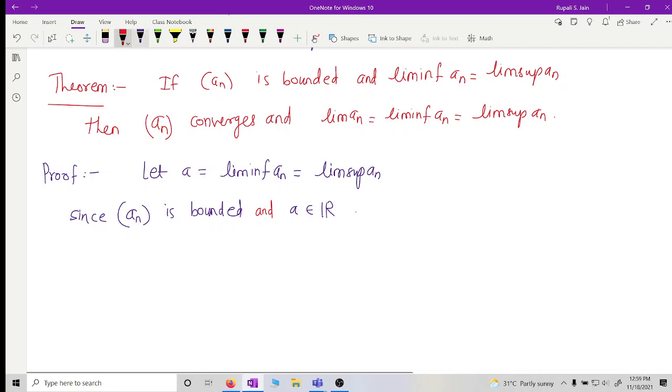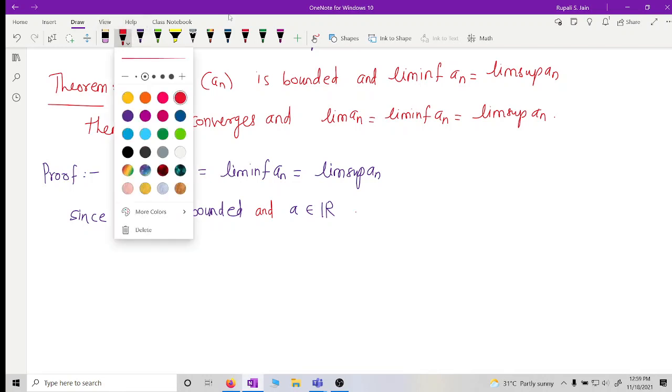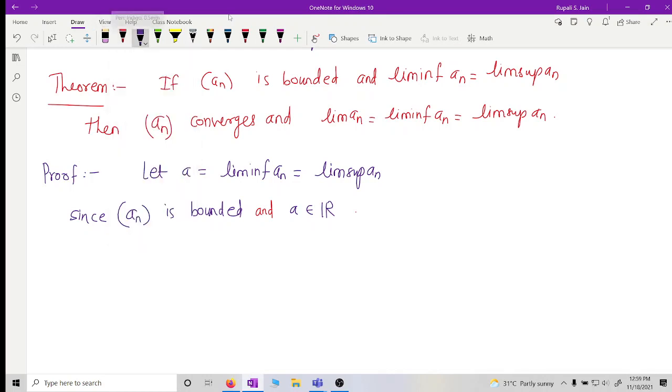Now we want to show convergence. So for convergence, how do we start? Let epsilon be greater than 0. For this epsilon, if we can prove that there exists some natural number such that modulus of a_n minus A is less than epsilon for all n greater than or equal to that natural number, then we can say a_n converges, right? So start with epsilon greater than 0.